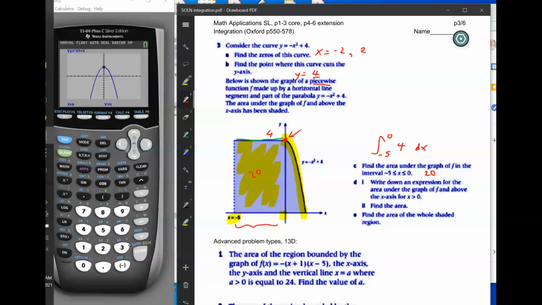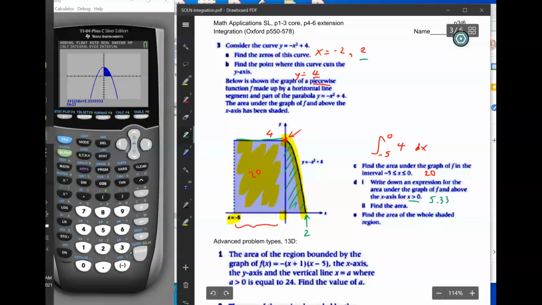What about D1? Write down an expression for the area under the graph of f and above the x-axis for x greater than 0. So in this particular case, they want this area here that is underneath the parabola, and they only want the positive side. So for this, let's use the calculator's second calc integrate function. We already have the parabola in there. So we do option 7, which is the integral, and then the lower limit is 0 and the upper limit is this intersection point, which we know is 2. And then it's going to color in exactly the part that we want. How nice. And 5.33 is the answer.